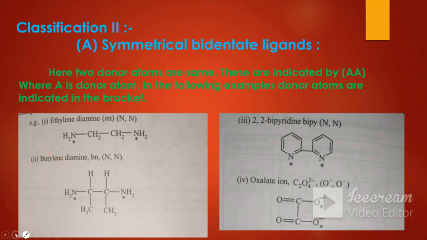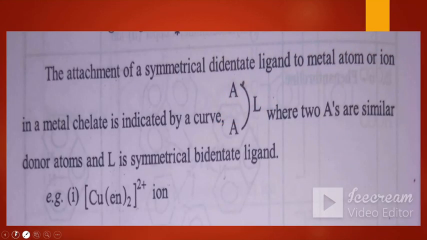Next, the attachment of a symmetrical bidentate ligand to a metal atom or ion in a metal chelate is indicated by a curve, this curve, where the two A's, this A and this A, are similar donor atoms and L is the symmetrical bidentate ligand.